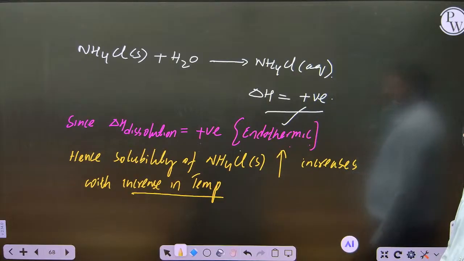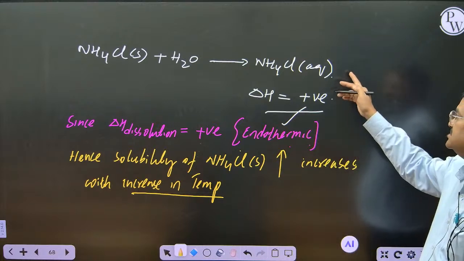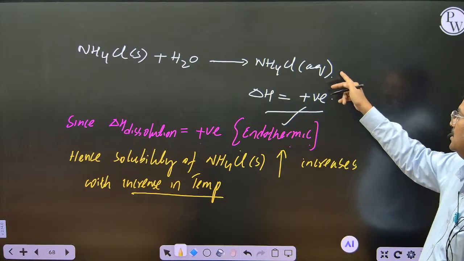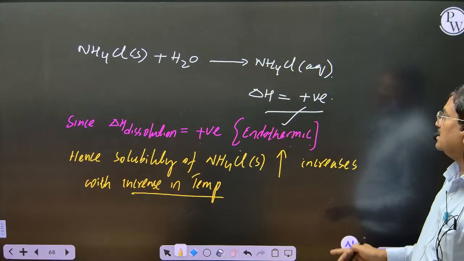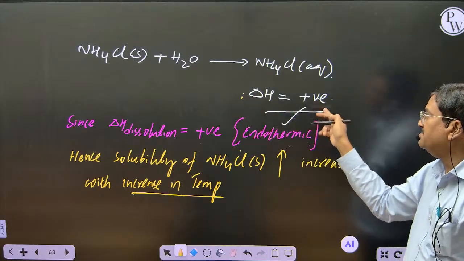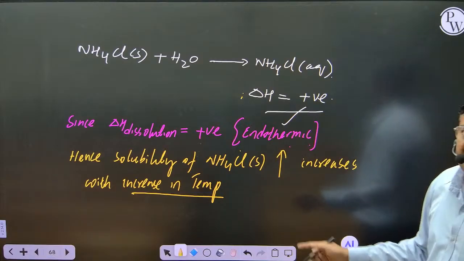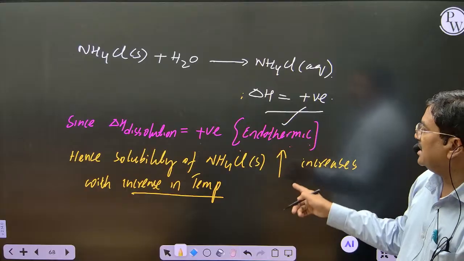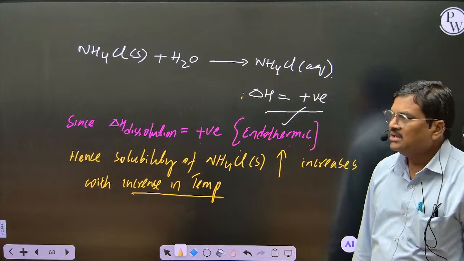Clear all of you? So since the process is endothermic, see, sometimes they give delta H as plus heat. If they give plus heat, we write delta H negative. If it is negative, we write in terms of delta H positive. Means enthalpy of solution is endothermic. You remember in the thermodynamics chapter we learned this. Understood all of you? So what happens to solubility of ammonium chloride? Increases with increase in temperature.